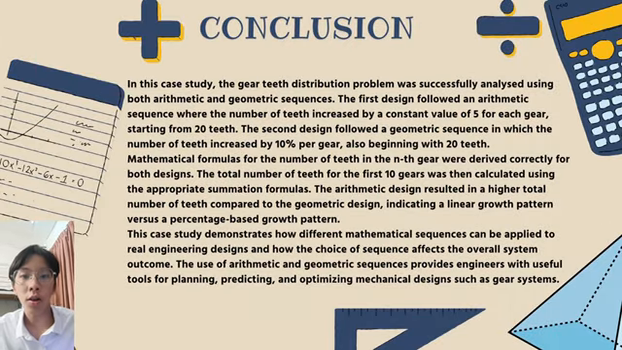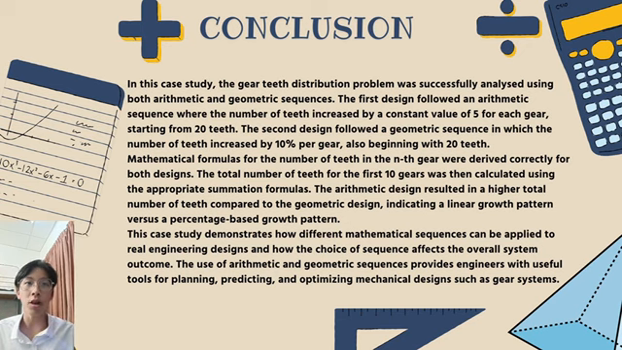Okay, for the conclusion, in this case study, the gear teeth distribution problem was successfully analyzed using both arithmetic and geometric sequences. The first design followed an arithmetic sequence where the number of teeth increased by a constant value of 5 for each gear, starting from 20 teeth. The second design followed a geometric sequence in which the number of teeth increased by 10% per gear, also beginning with 20 teeth.